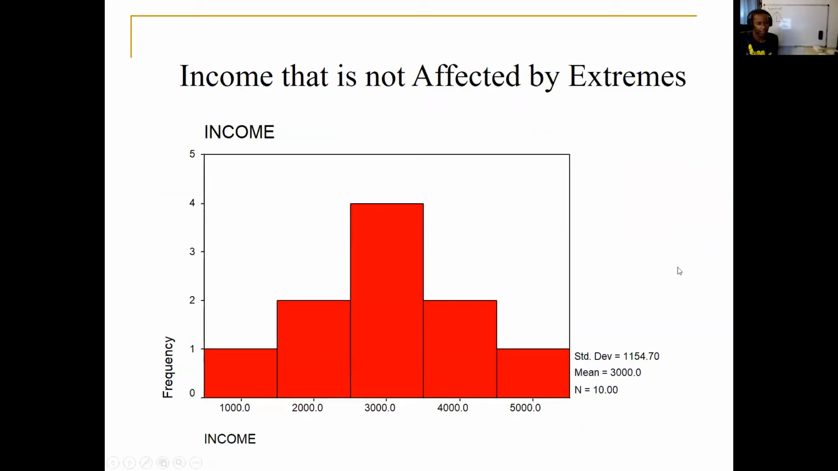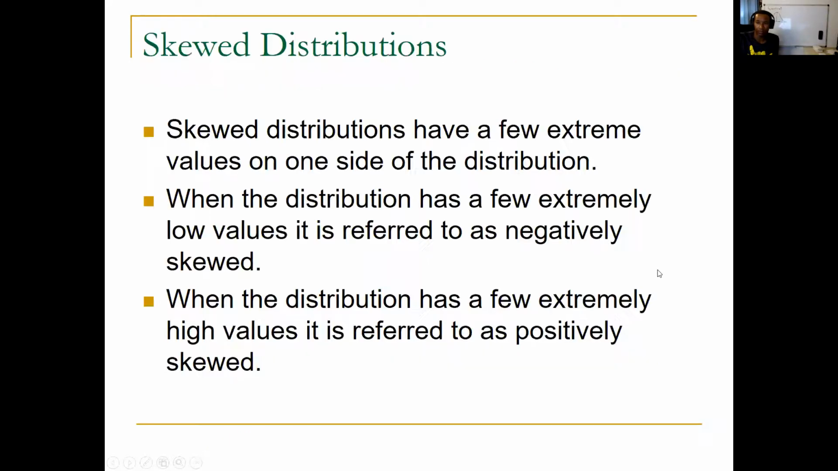Now, this is a good example of a symmetrical distribution here. Like I said, the vast majority of cases are around 3,000. As you move further away from 3,000, either above or below, you're starting to see less and less observations. As you go further above, you're seeing less, and you go further below, you're seeing less. So that's a good example of a symmetrical distribution.